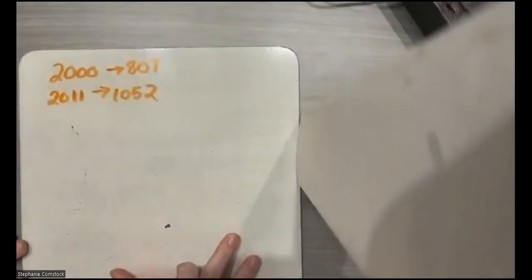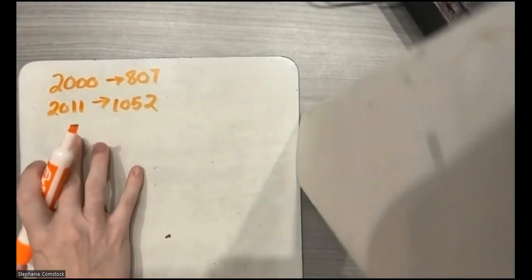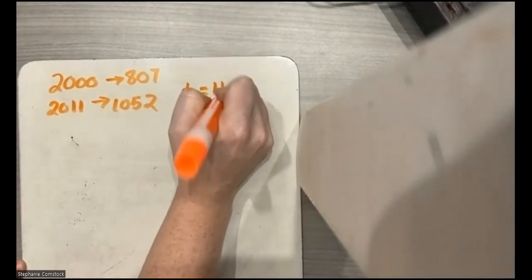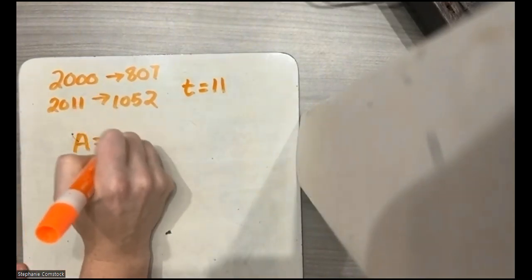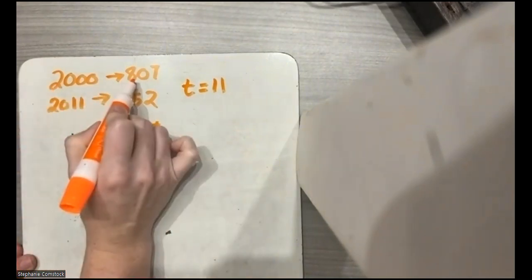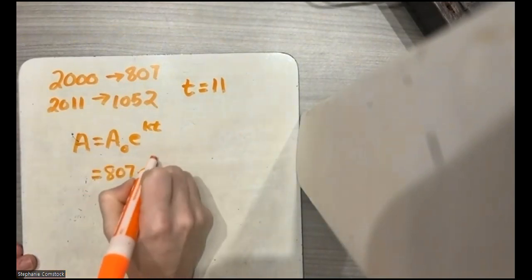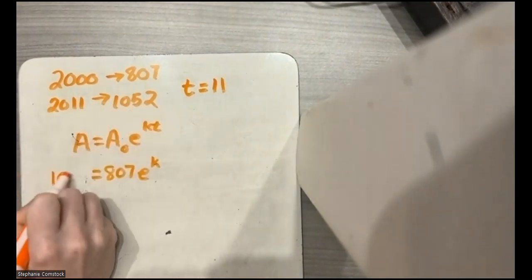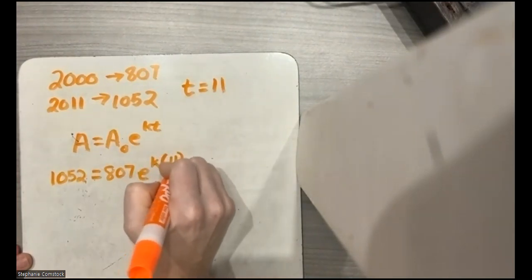So I've got my information over here. In 2000, we were at 807, and in 2011, we were at 1,052. So first off, our time is going to be 11. Again, we're going to use our formula a equals a naught e to the kt. a naught is this starting amount, so that's going to be this 807. So we're going to go ahead and plug that in, e to the k. Now, a is going to be this 1,052, and then t is going to be our 11 from up here.